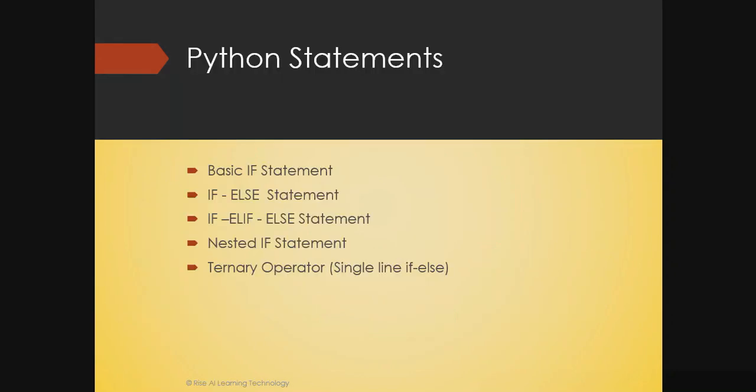Then we are going to cover the statements. Statements are also simple things, like the basic if statement, if else, if elif else, nested if, and the ternary operator. When we define the if else within a single line, Python does not have a ternary operator like other languages, but if we use the if else block within a single line, it is called a ternary operator.